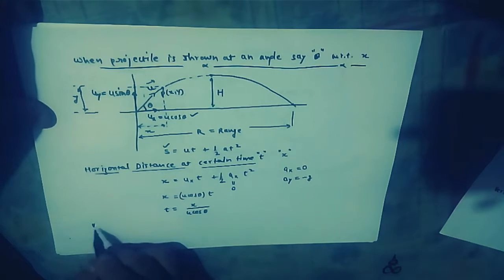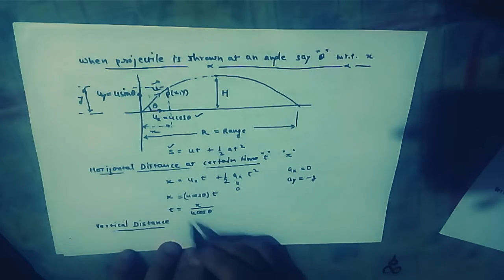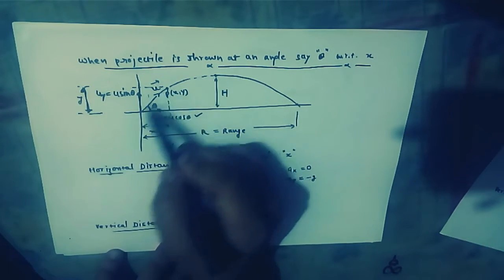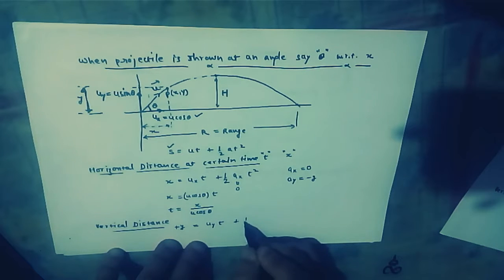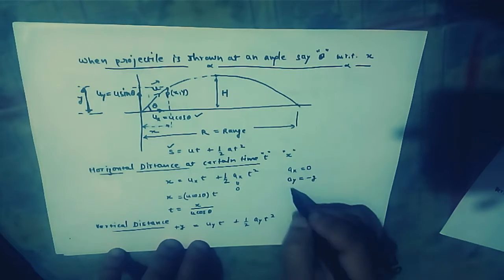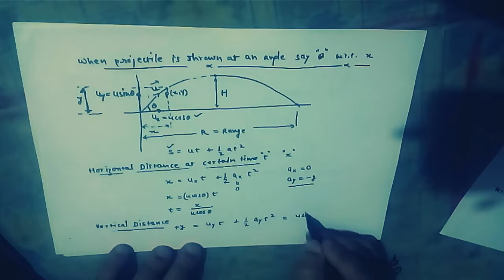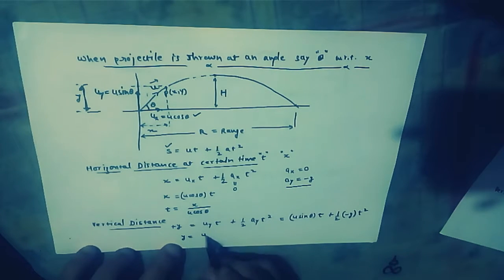Similarly, vertical distance. Vertical distance would be, again you put here y, because that is the distance traveled, and it is going upward right now, so that would be plus y, equals uy t plus half ay t square. Here in this case ay is minus g, that we know. And uy we also know, uy is u sin theta, so y equals u sin theta t minus half g t square.